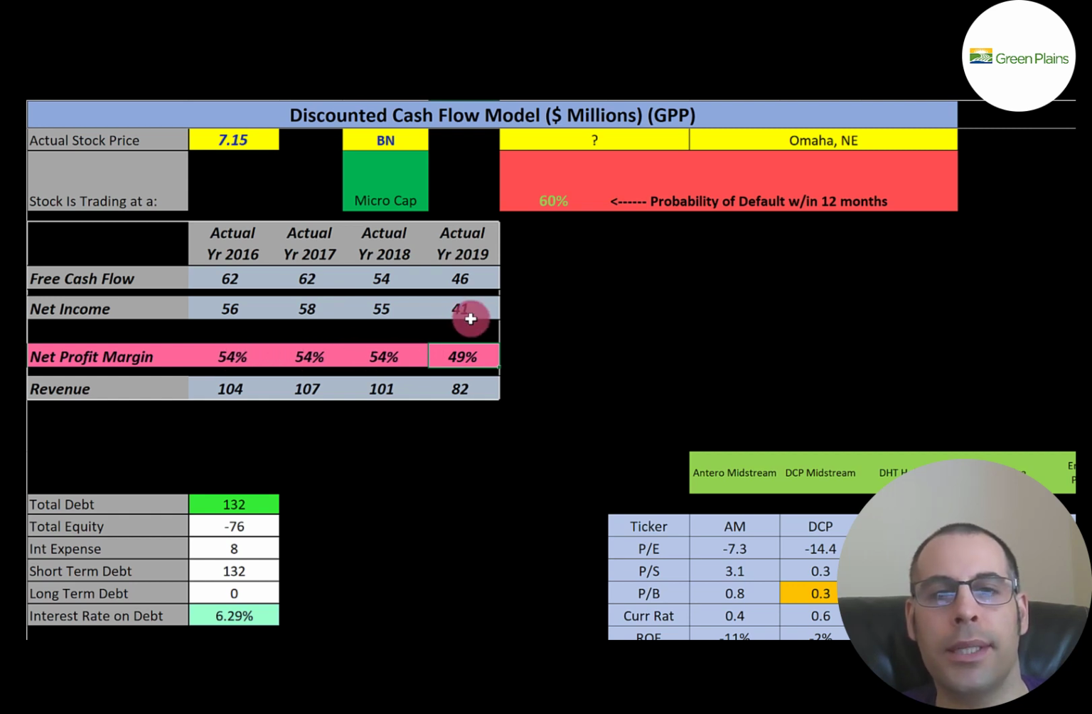Net profit margin is net income divided by revenue. It's how well you convert revenue into profit. The higher your expenses, the lower your net income and the lower your net profit margin. So this company is doing a good job converting revenue into profit. They're managing their expenses well.